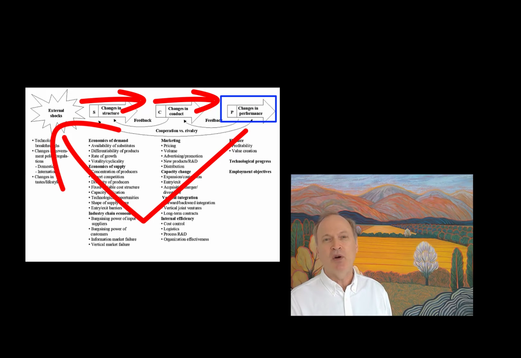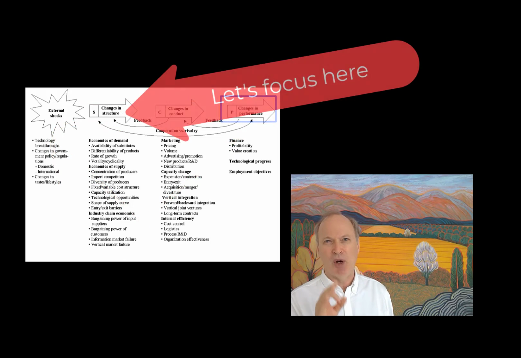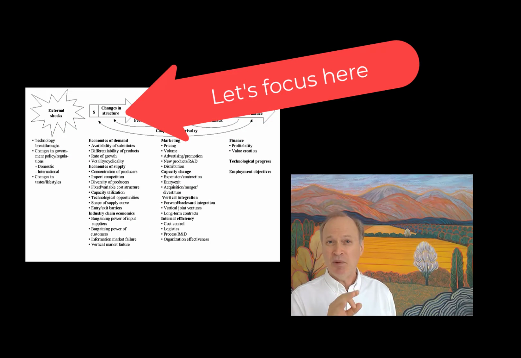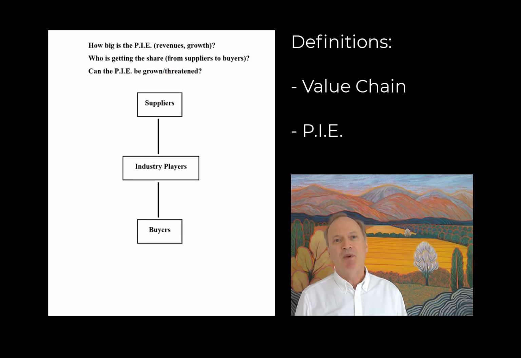All right, for this video, what I'm going to do is focus on the first one, the S part. The conduct, that's really the next step in our strategic planning process. That's the option phase. So let's focus on this S structure part. The single most important framework in that S part is Michael Porter's framework. But to get to it, we've got to go through a little bit of jargon first. In particular, what we need to talk about is the value chain and potential industry earnings.